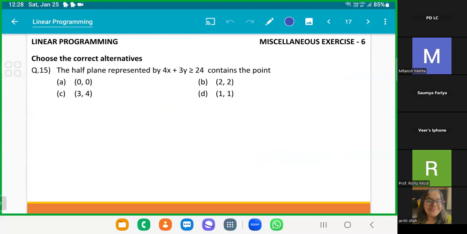Okay. Tell me question number 15 till then. What's the answer for question number 15? Please let me know.